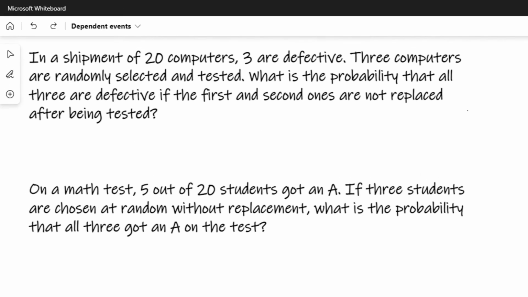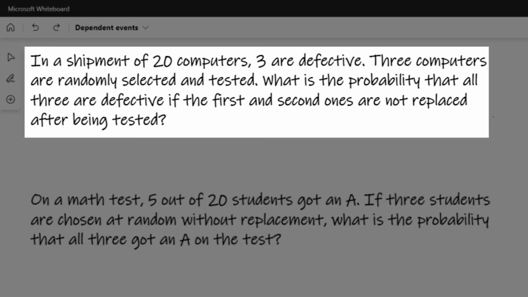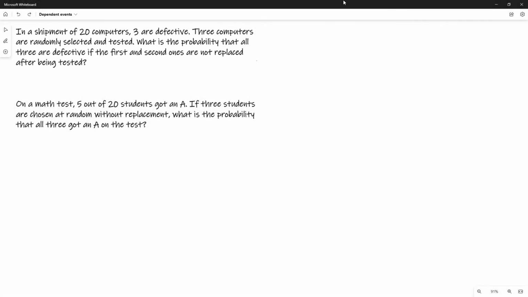Our first question says that in a shipment of 20 computers, 3 are defective. 3 computers are randomly selected and tested. What is the probability that all the 3 are defective if the first and the second ones are not replaced after being tested? The first step in solving this question is for us to extract out the details that were given to us.